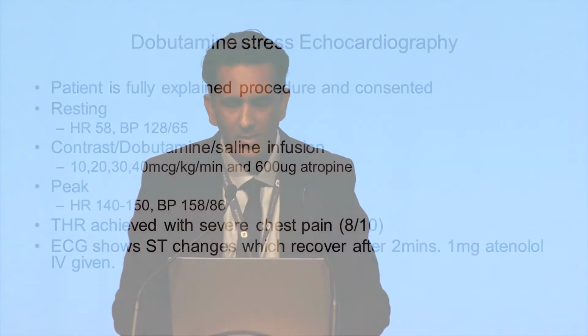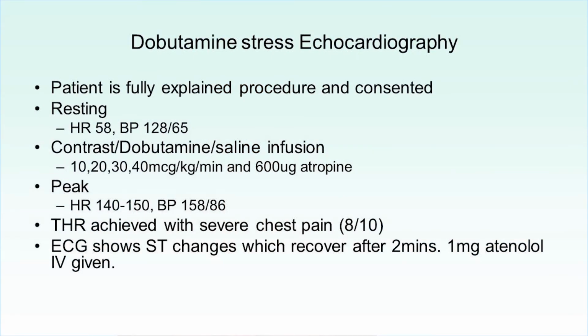Again, the standard procedure is done where the patient is explained and consented for the procedure. Contrast is used for this procedure. Again, 4-stage setup, 600 mics of atropine was used. The target heart rate was achieved at around 140 to 150. BP responded normally with exercise. Patient did demonstrate severe chest pain. ECG showed ST changes in recovery after 2 minutes, and a beta blocker was given to relieve the pain.